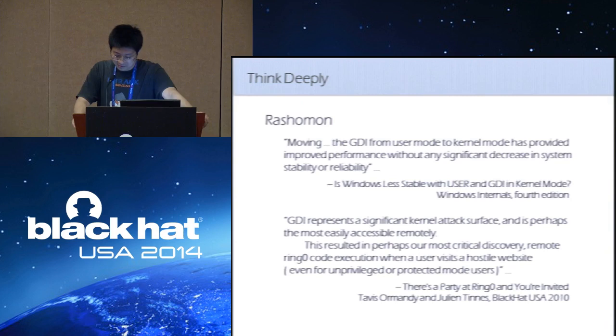I can find there is a demonstration of the Windows architecture. The book Windows Internals claimed that moving the GDI from user mode to kernel mode has improved the performance without any significant decrease in system stability. But four years ago, Black Hat speaker Tarjei said the GDI represents a significant kernel attack surface, and perhaps the most easily accessible remotely. So, as to which viewpoint you will support, I think you already have an answer.